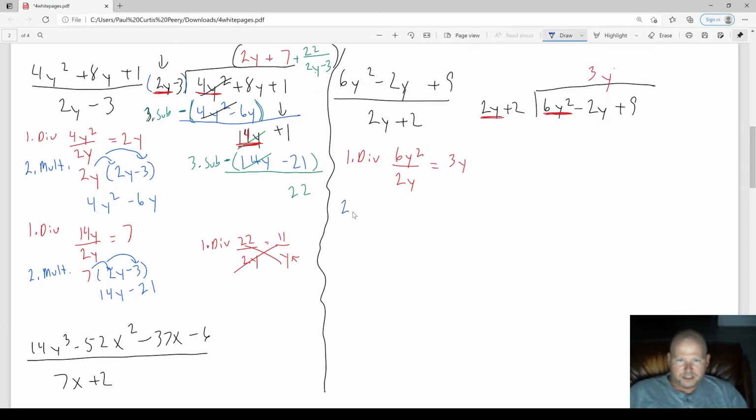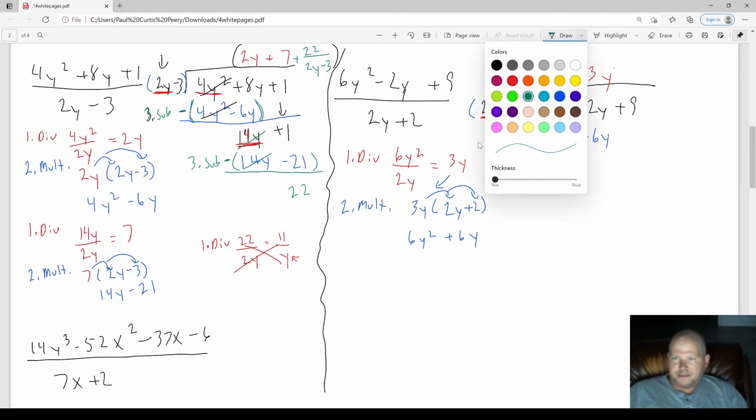Next step is multiplication. So we take that 3y right there, and we multiply it by the entire divisor of 2y plus 2. So we say 3y times 2y is equal to 6y squared. We say 3y times 2 is equal to 6y, right? So 3 times 2 is 6, y times y is y squared, 3 times 2 is 6, and just keep the y, 6y. And we put the result of multiplication on the bottom. The quotient goes on the top, the product goes on the bottom. And there we go.